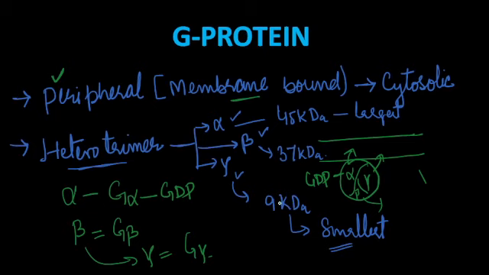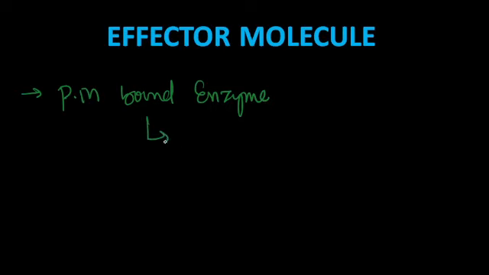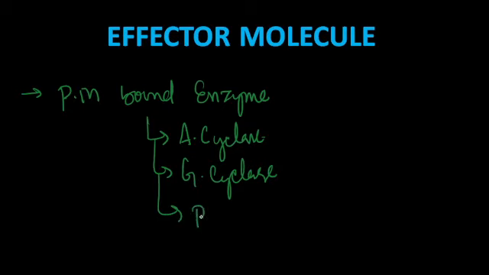Now, apart from G protein, we have here an effector molecule. As I told you, it is a plasma membrane bound enzyme, and we have here examples. It can be adenyl cyclase, it can be guanylyl cyclase, or it can be PLC. So we have different effector molecules. So let's see how GPCR is going to work.